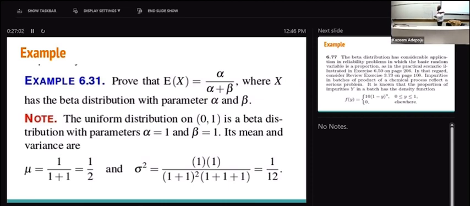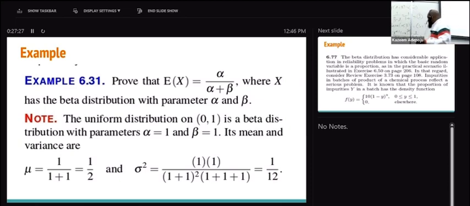Now you know what I want to do. Let me also set this parameter to 1 and 1. If I set the parameters in the beta distribution to 1 and 1, let's see what is going to happen. With 1 and 1, anything raised to the power 0 is going to be 1, right? So it's 1 divided by B(1, 1), right? And what is B(1, 1)?